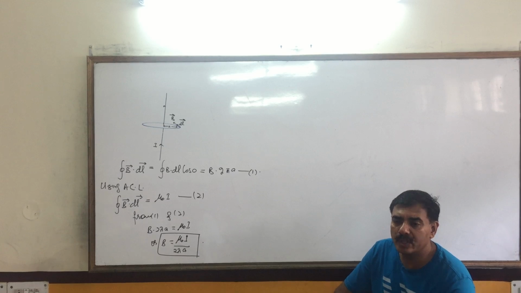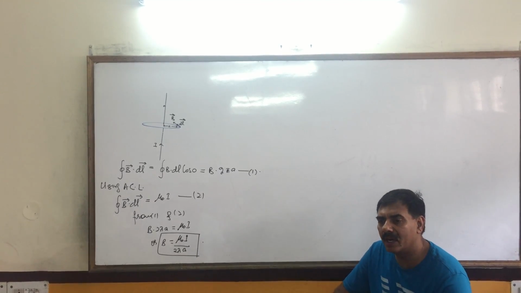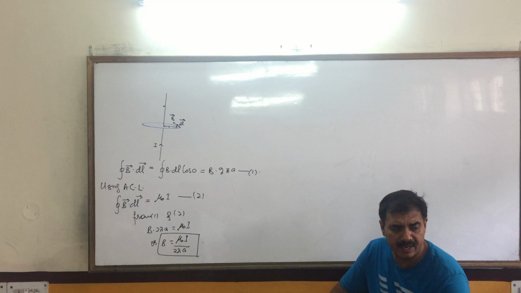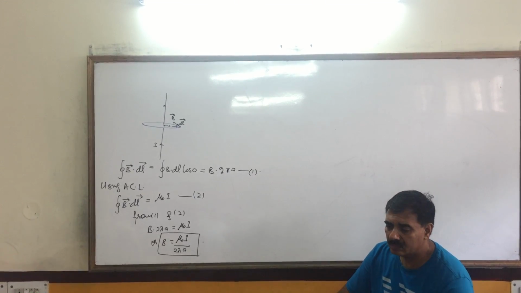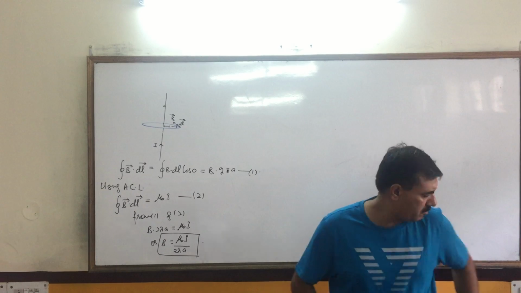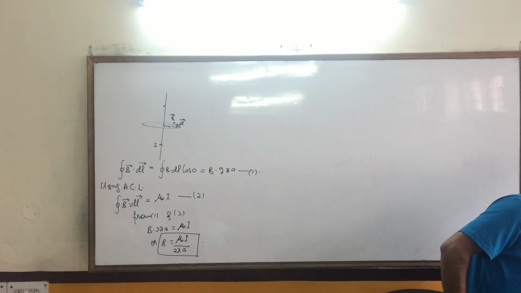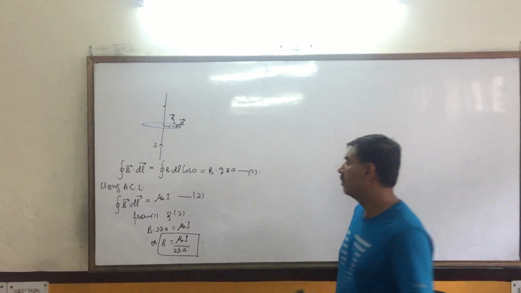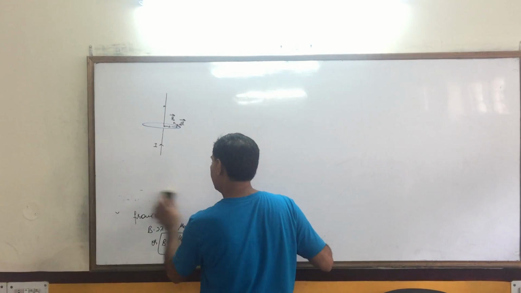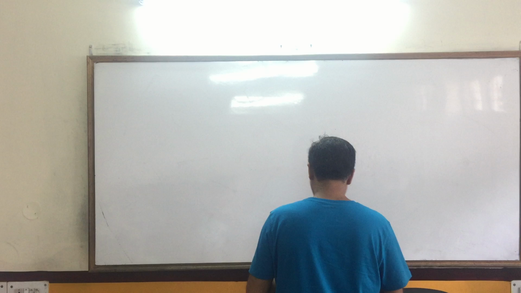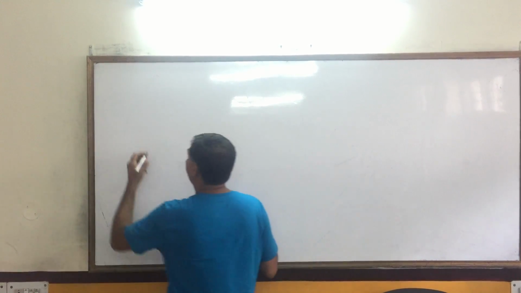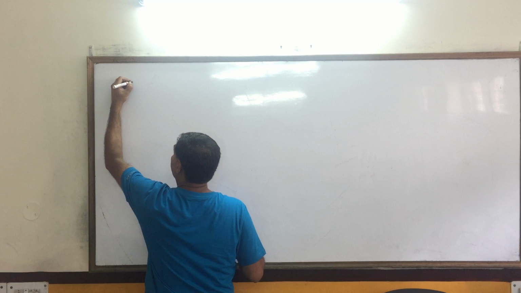Okay, we are convinced that this is right. Second, the magnetic field due to a hollow cylindrical current carrying wire. Consider a hollow cylindrical wire of radius R carrying a current.